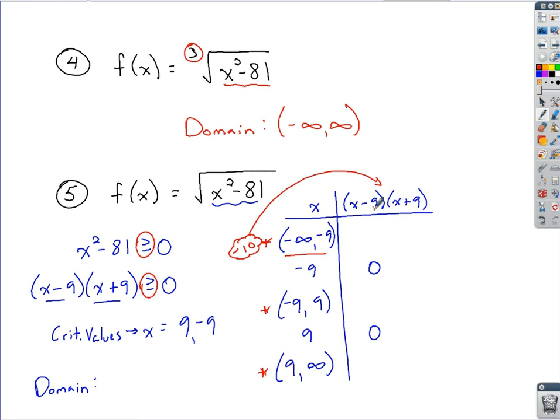You got negative 10 minus 9, negative 19. You got negative 10 plus 9, negative 1. If you multiply a negative times a negative, you get a positive. So this positive is a good thing. If it's greater than or equal to 0, we want positive stuff. So part of my domain is negative infinity to negative 9, since this first interval worked. And as I said before, negative 9 can be included because of the whole greater than or equal to aspect.